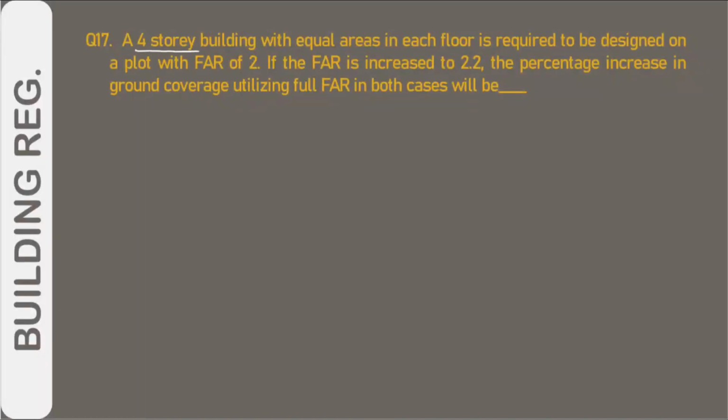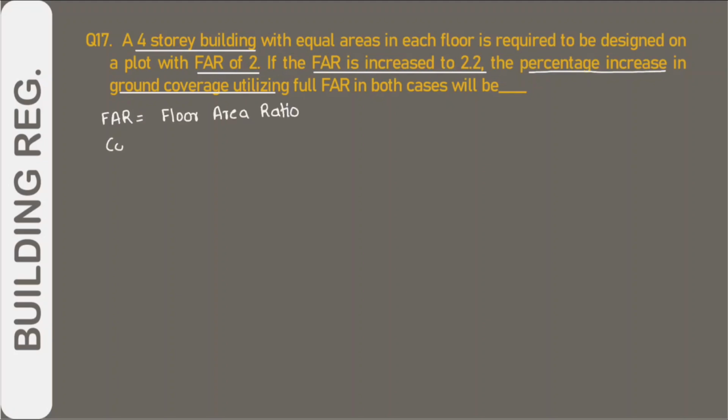A 4-story building with equal area in each floor is required to be designed on a plot with a FAR of 2. If the FAR is increased to 2.2, the percent increase in ground coverage utilizing full FAR in both cases will be. So what is FAR? FAR is floor area ratio.